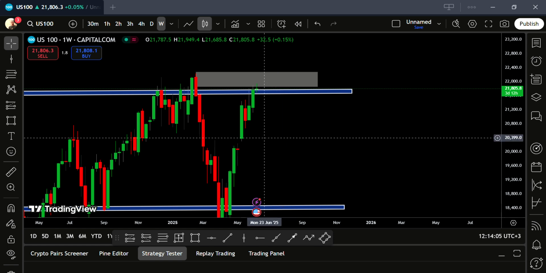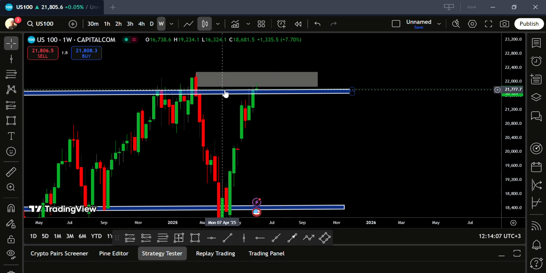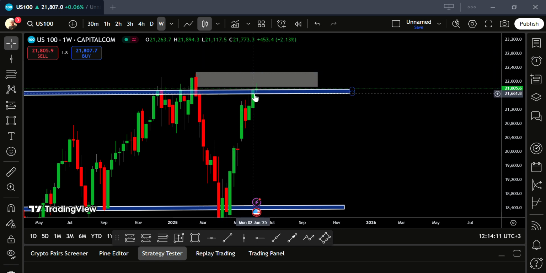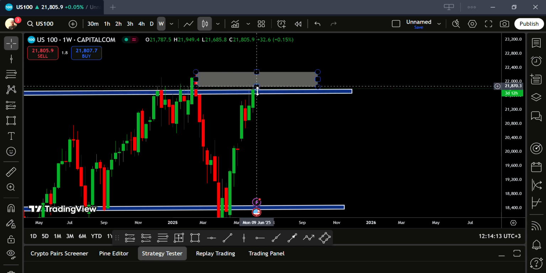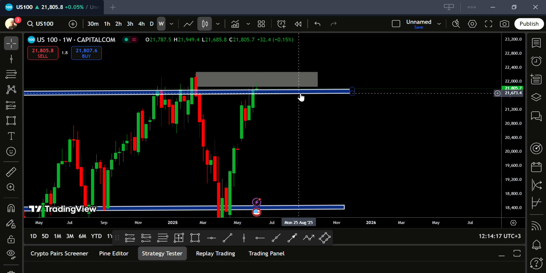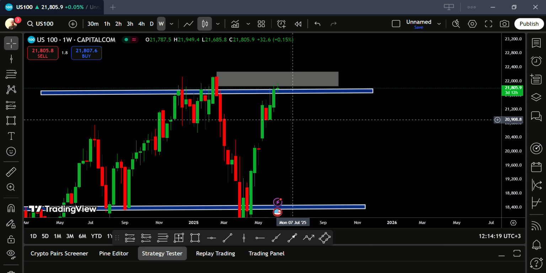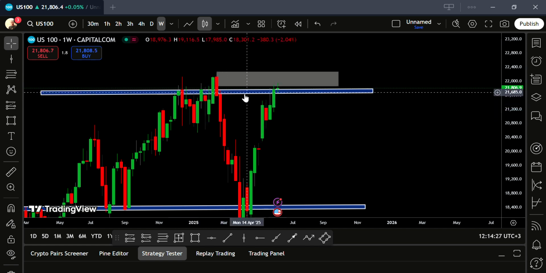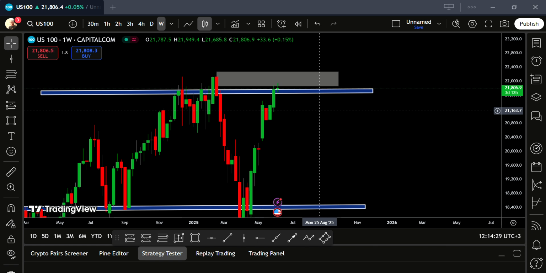However, on the weekly time frame, we are at an area of supply. And current price is in our supply zone. It has reached our supply zone, which also happens to be the shoulder of this head here, and also where there is resistance and support.